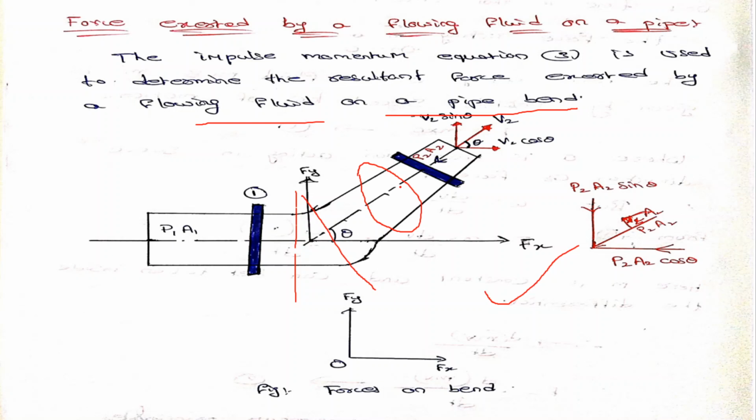Flow rate will be decreased. Suppose if a2 is less than a1, then what will happen? Flow rate will be increased. Please remember, if a1 is greater than a2, what will happen? Flow rate will be decreased. If a2 is greater than a1, then flow rate will be decreased in a1.